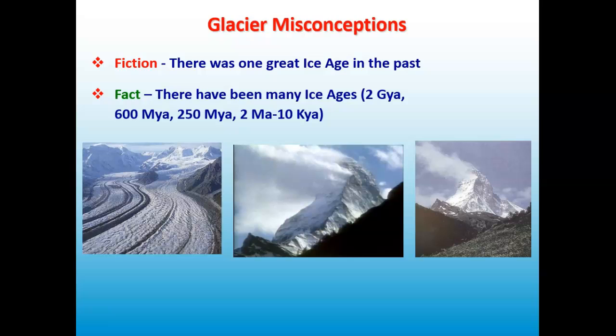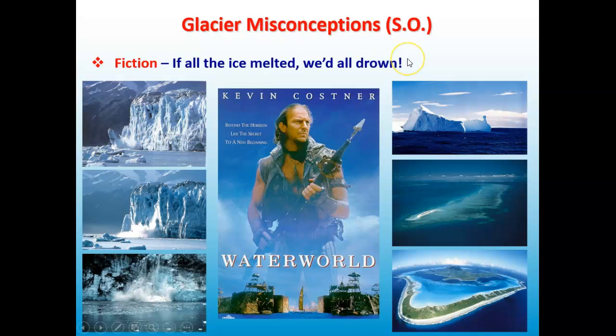But there's evidence that there have been large amounts of ice on our planet 250 million years ago, 600 million years, billions of years ago. Of course, the farther back we go, the harder it is to piece all that together. But still true.